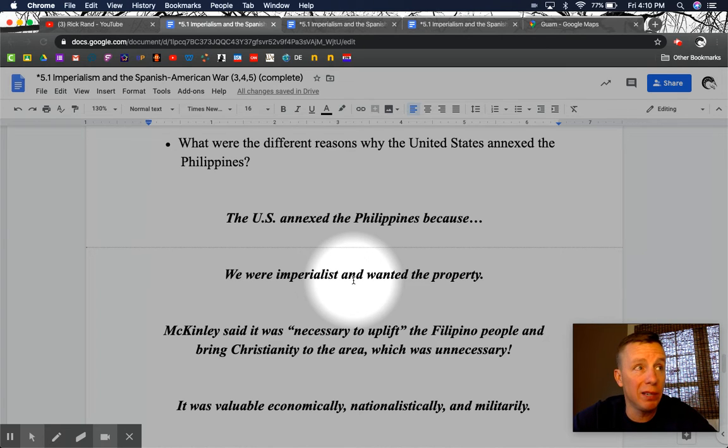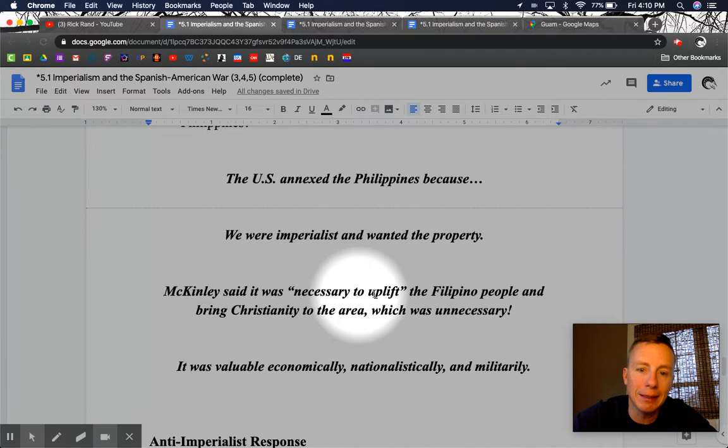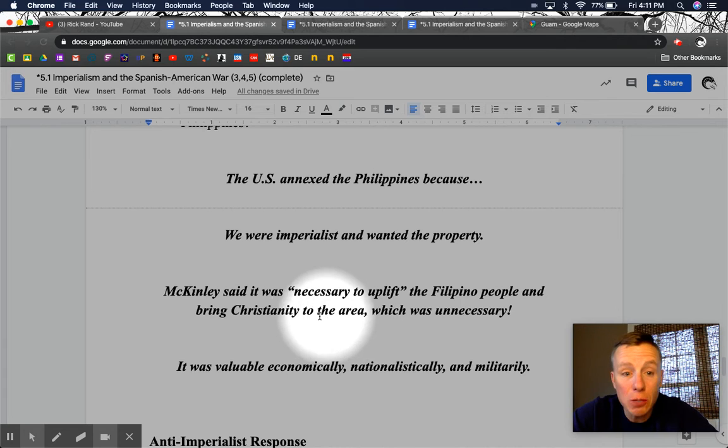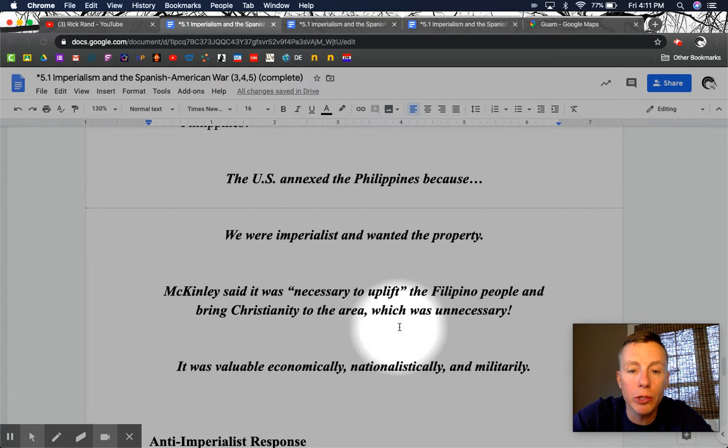All right. And then there was also some racism, nationalism, and a religious aspect to it. McKinley said, you know what, we got to help these Filipino people. We got to uplift them and bring Christianity to the area. Which was unnecessary. Spain had run the show there. Spain is super Catholic. Catholicism is a part of Christianity. So it was already there.